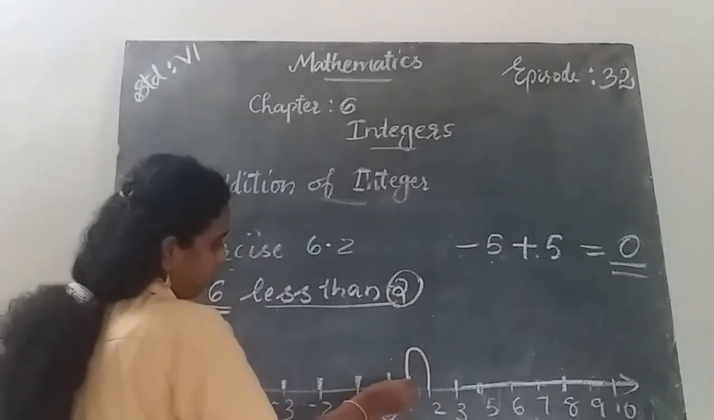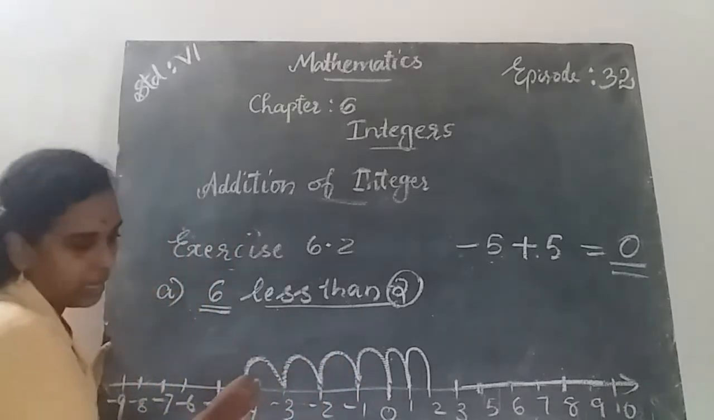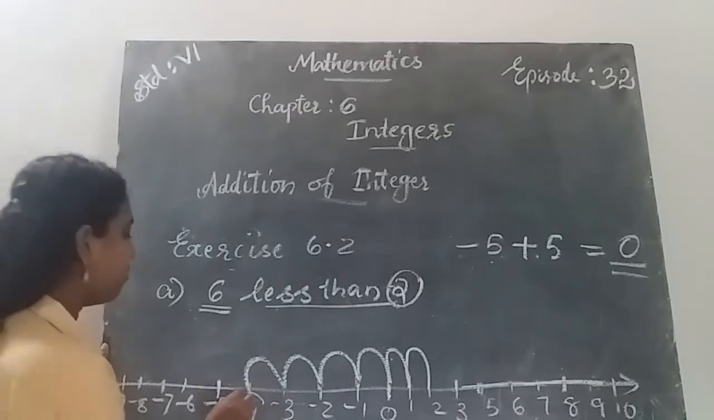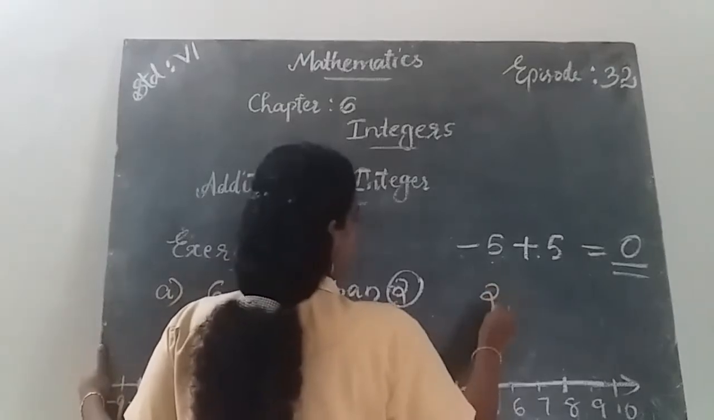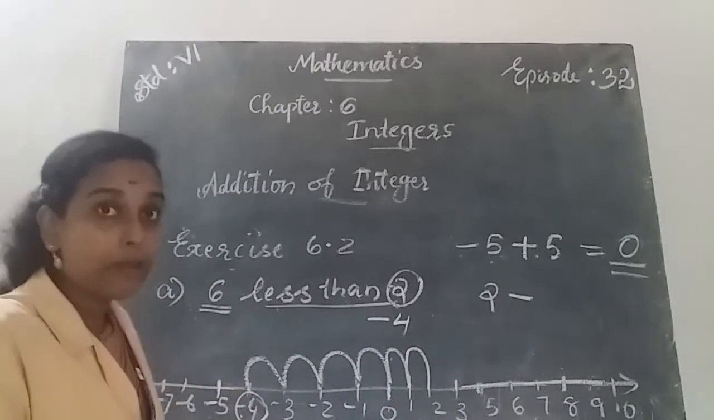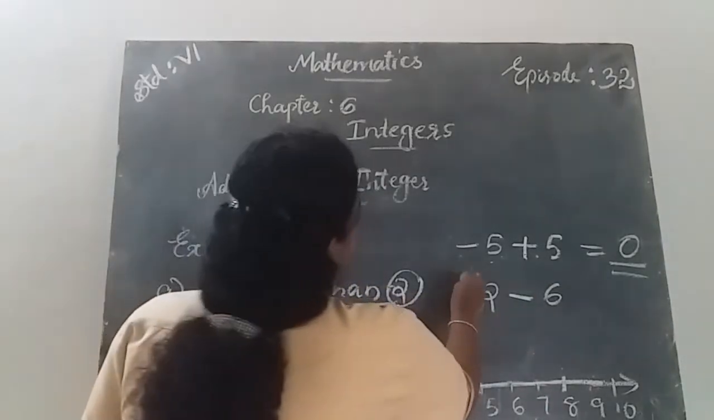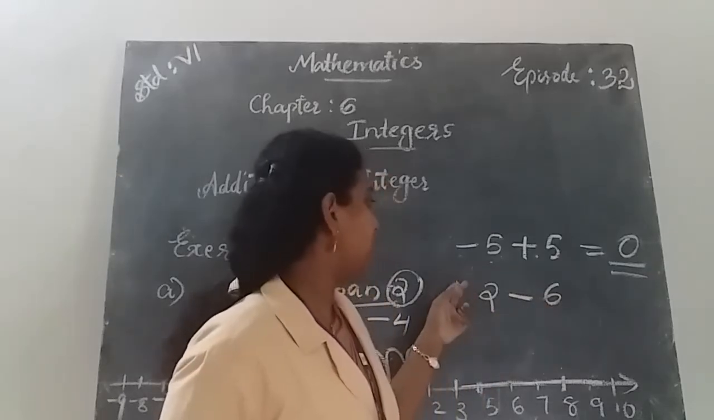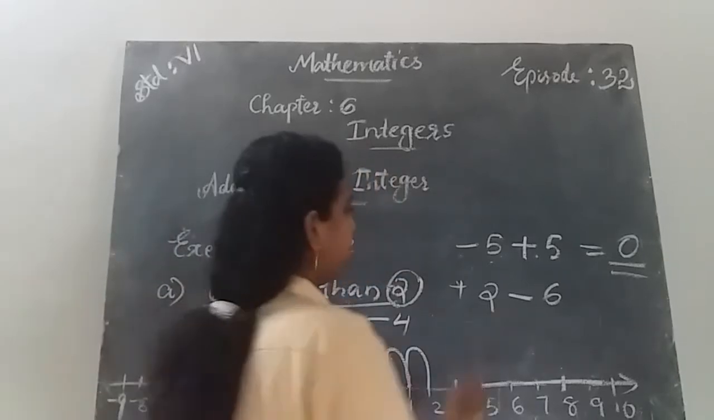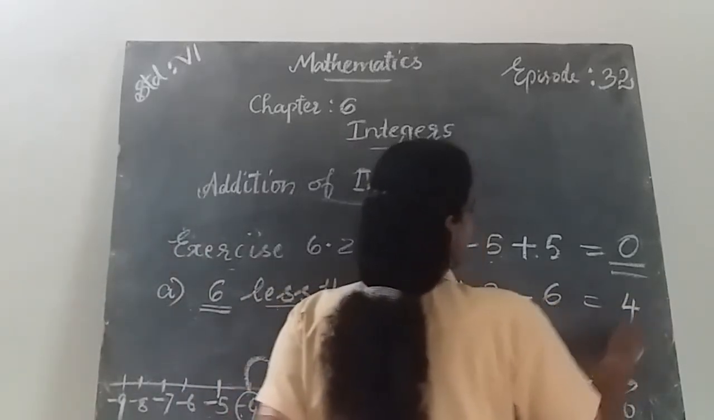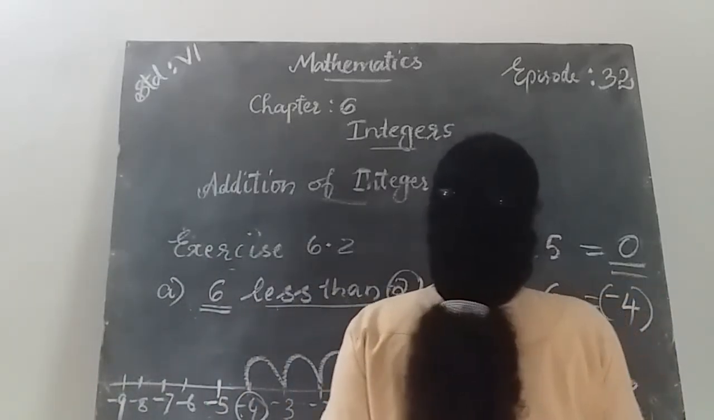Less than means we move to the left of the number line from the point 2. 1, 2, 3, 4, 5, 6. Then we reach the point -4. So the answer is -4, or 2 plus -6. It's a positive integer and a negative integer, so we subtract these two integers and put the sign of the greatest number. Here 6 minus 2 we get 4, and the sign of the biggest number is negative. So we get -4.